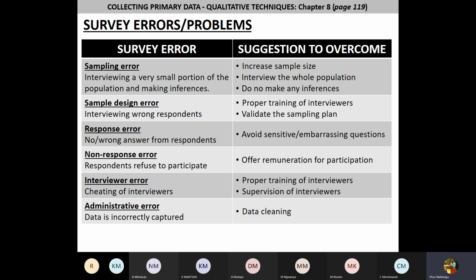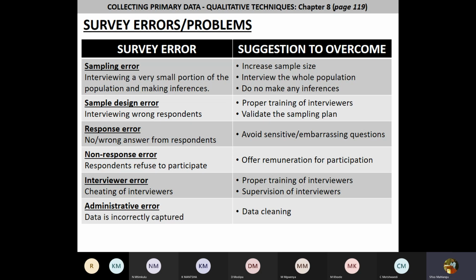Data cleaning is another suggestion that you can come up with. With data cleaning, one person captures the data, and then I take that data and give it to another person, who captures the data as well. So 2 people have captured the data, and then we let Excel find the differences or similarities in our data.